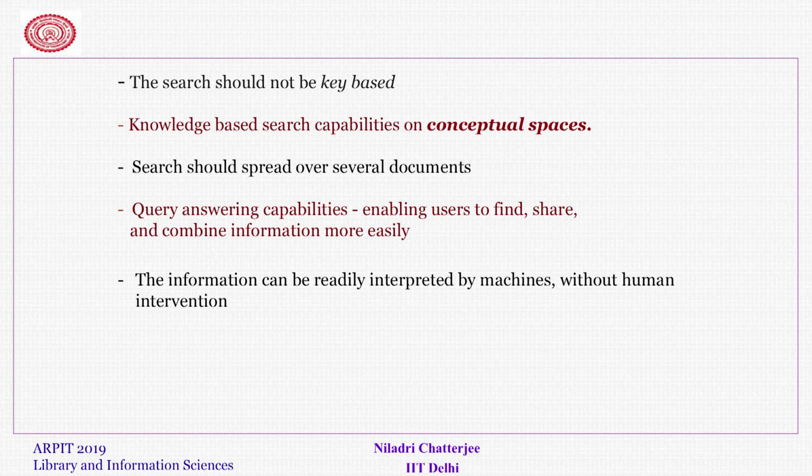Also, it should have a query answering capability, because in many cases we shall be asking questions, particularly about who is the author of a book, whether the book is available or not. I am talking in terms of libraries, and you can see that this system should be enabled to have the capability of answering such queries, and the information can be readily interpreted by the machine without human intervention. Otherwise, there is no point in developing an information system if human beings have to operate with it constantly.